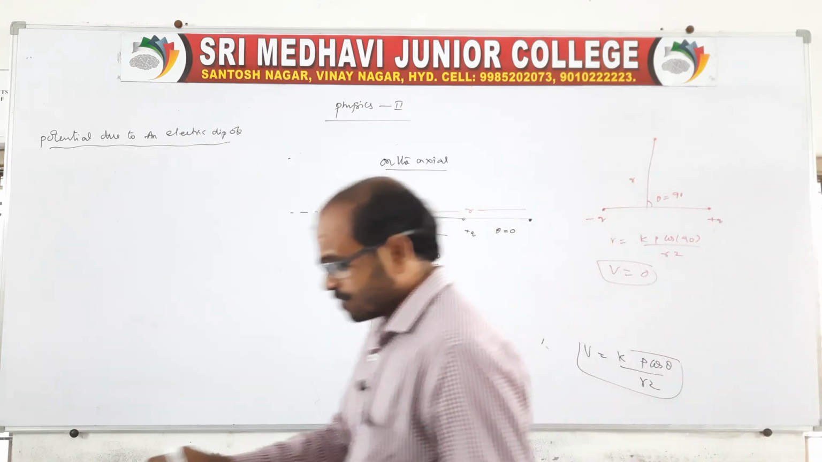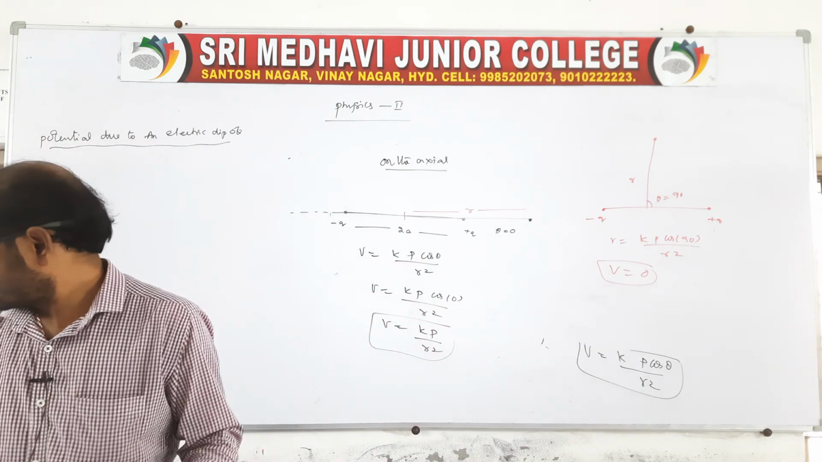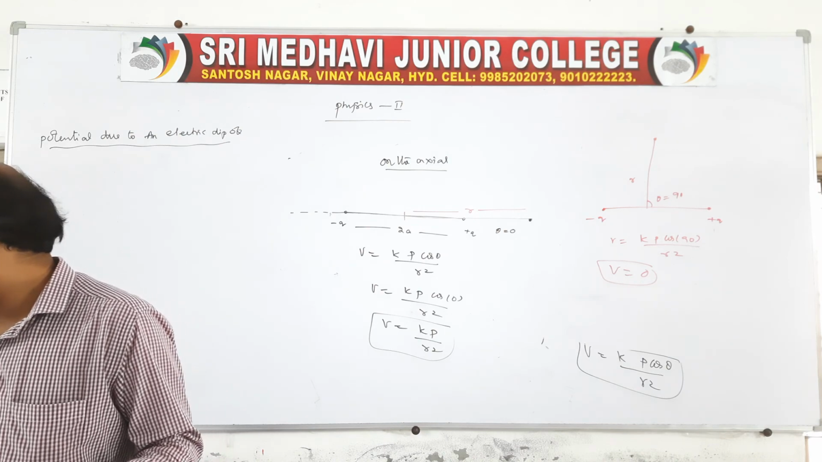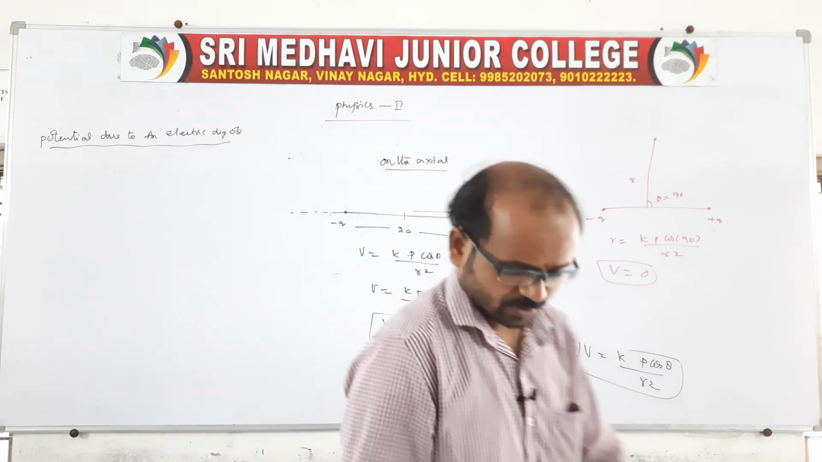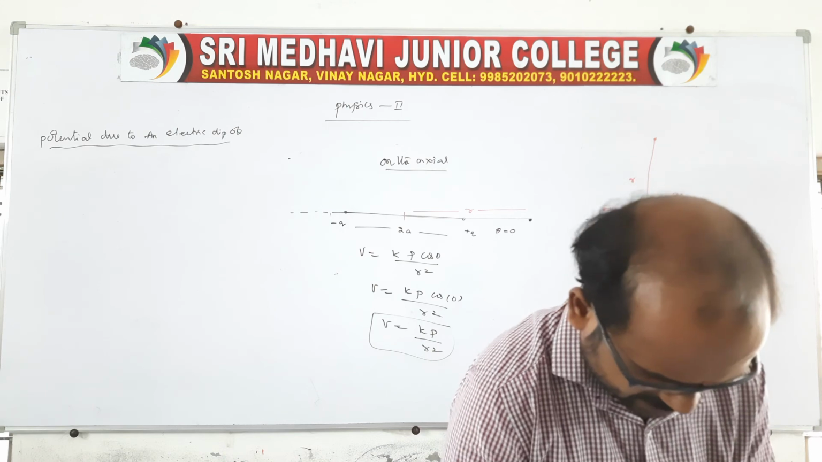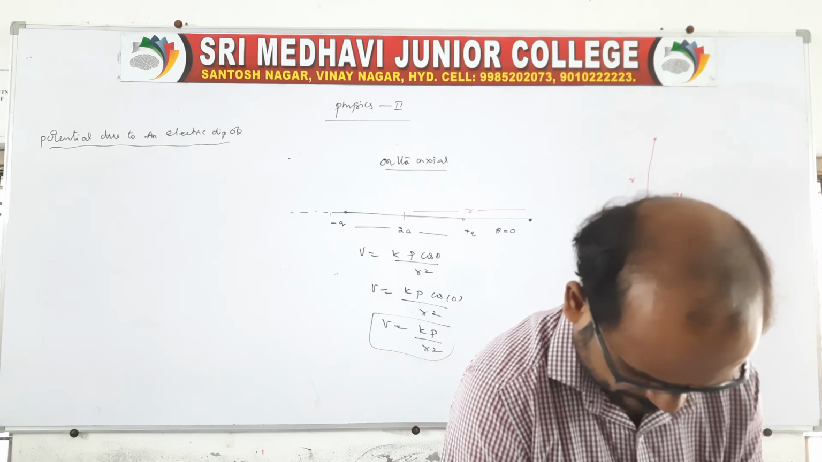So on the equatorial line the electric potential will be 0, right? Electric potential will be 0. So this is the issue related to electric potential due to a dipole. Clear? So like this, these are the expressions related to a dipole. Okay.